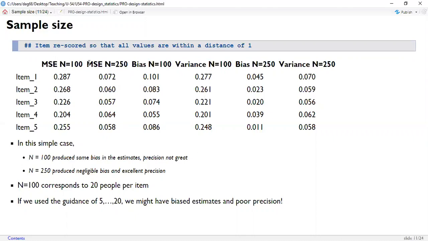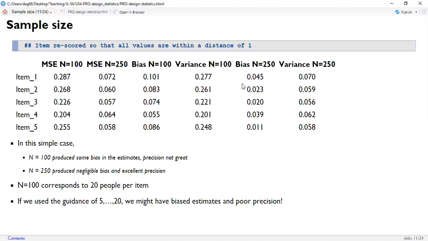If we compare that to 250, you can see the mean squared error is much, much smaller. So the question then is, do we have really precise estimates that are biased, or do we have unbiased estimates that still have pretty good precision? If you look over here, this one variable, item number 1, has about 4.5% bias. So that's a little larger than I'd like to see. But overall, I'd say the bias here is fairly negligible and the precision is really, really good.